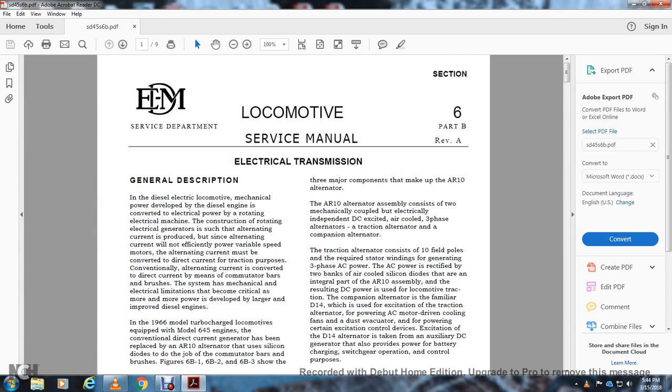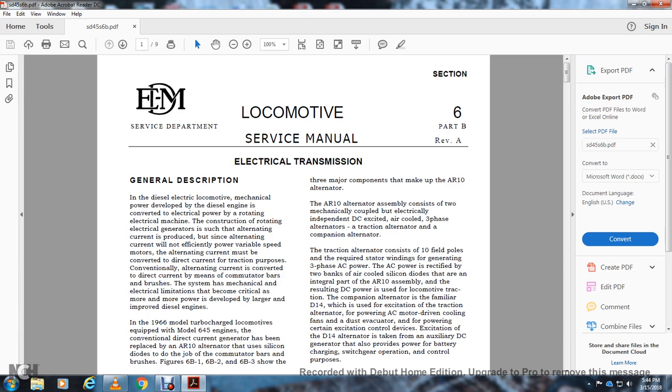General restriction in the diesel electric locomotive: the mechanical power developed by the diesel engine is converted into electrical power by a rotating electrical machine, the rotating electrical generator, from which alternating current is produced. The alternating current will not efficiently power variable speed motors, so it must be converted to direct current for traction purposes. The conventional alternating current is converted to direct current by means of the commutator bars with the brushes.